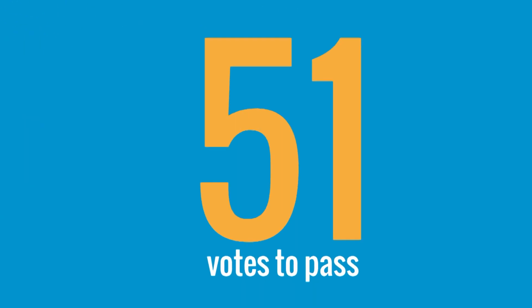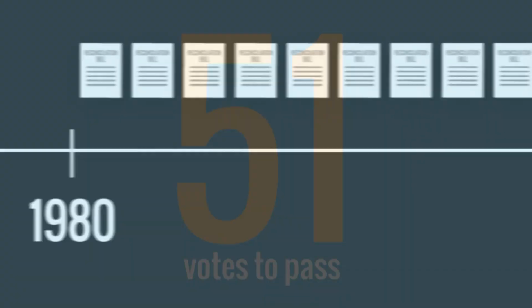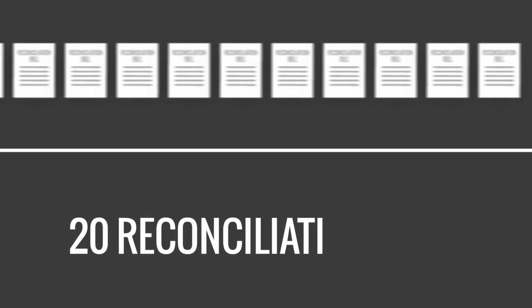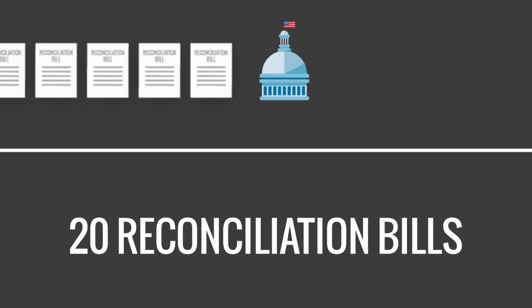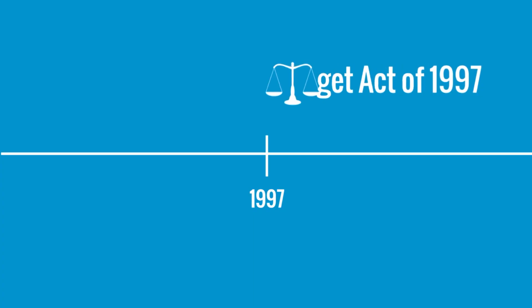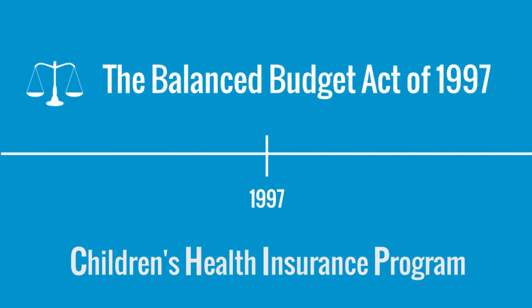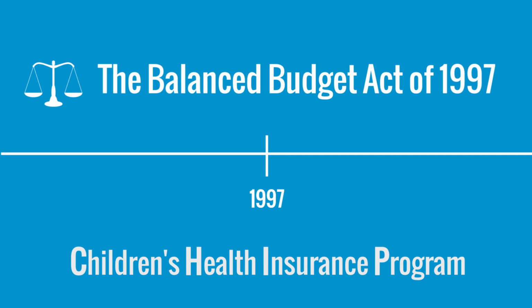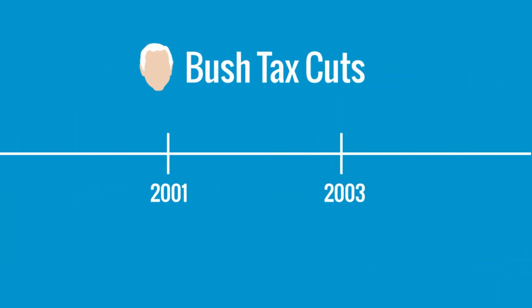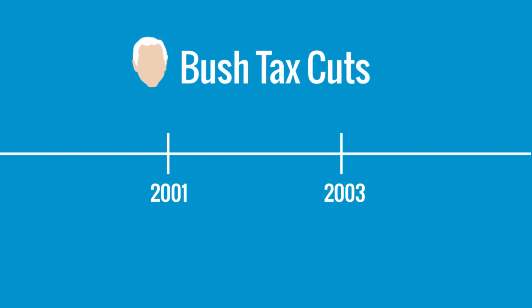Reconciliation is an especially powerful tool in the Senate because there, the legislation only needs a simple majority, that's 51 votes, to pass. Since 1980, 20 reconciliation bills have been passed by Congress and signed into law, and you may recognize some of them. The Balanced Budget Act of 1997, which created the Children's Health Insurance Program, was passed using reconciliation, and the Bush tax cuts were included in reconciliation bills signed in 2001 and 2003.